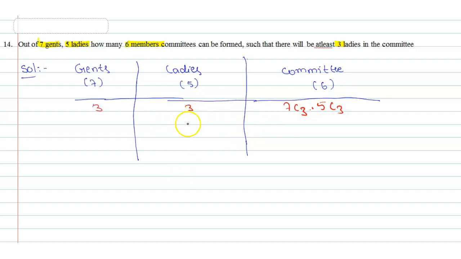And I am increasing the ladies condition. Here I am taking 4 ladies, and gents are 2. So here the answer goes to 7C2 into 5C4. Next, I am increasing one more lady. Here 5 ladies I am taking, and it goes to 1 gent. So the condition is 7C1 and 5C5. Again I cannot increase ladies because only 5 ladies are there, so I am taking up to 5 ladies. Okay.